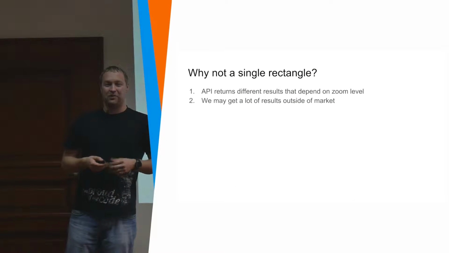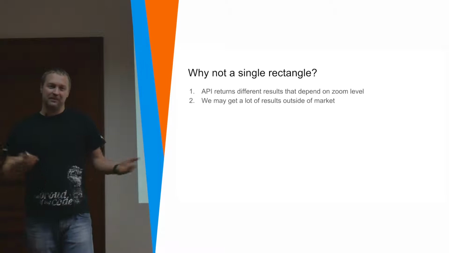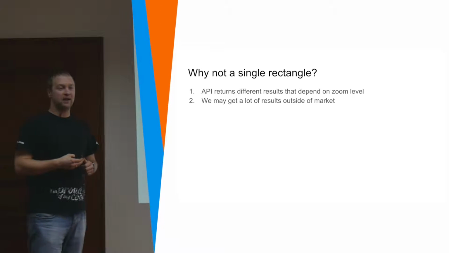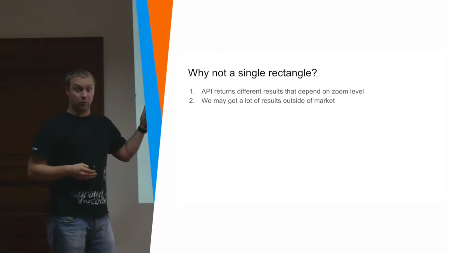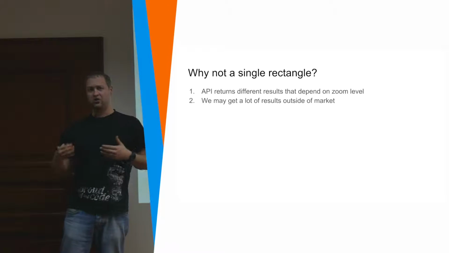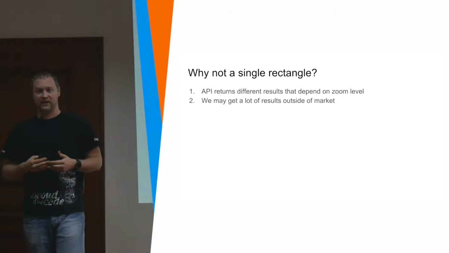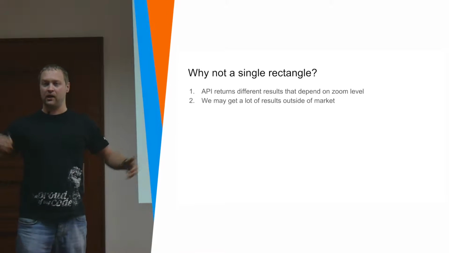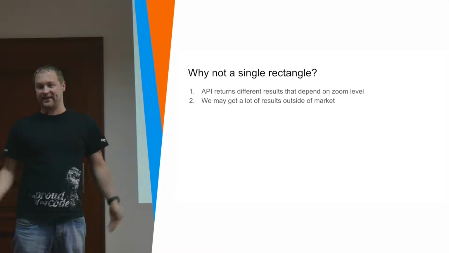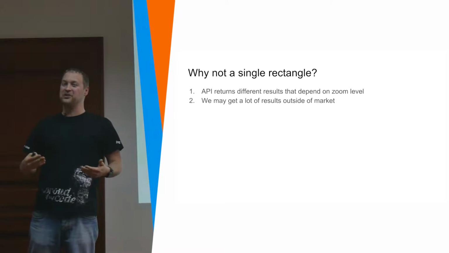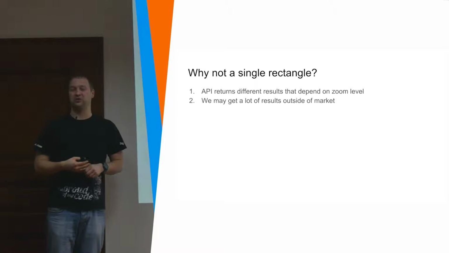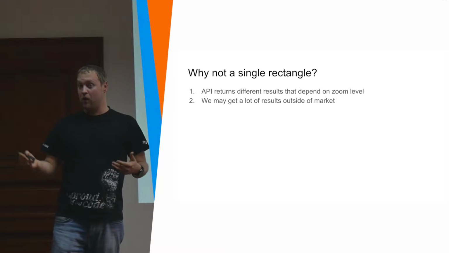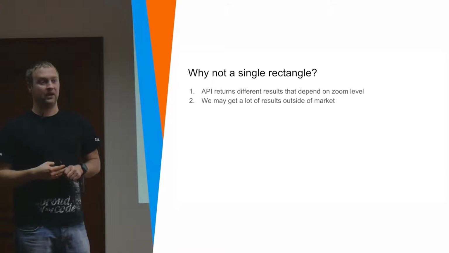So the question is, why not use a single rectangle? It's a polygon, let's just wrap it in a single rectangle and go on. The problem is that the zoom level that we questioned on the first slide actually does affect the set of results. For instance, let's imagine that we have asked our API for the region of United States. That would be a really unusable set of results because it would return hundreds of thousands of results, and that's not good. So they somehow limit the amount of results.